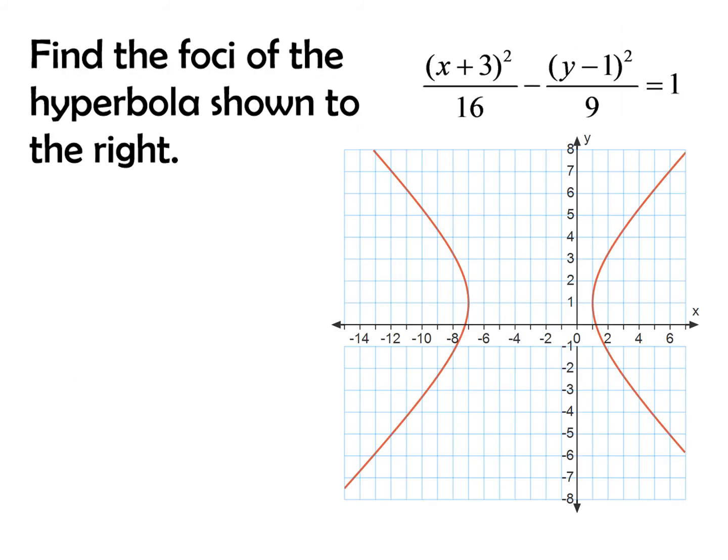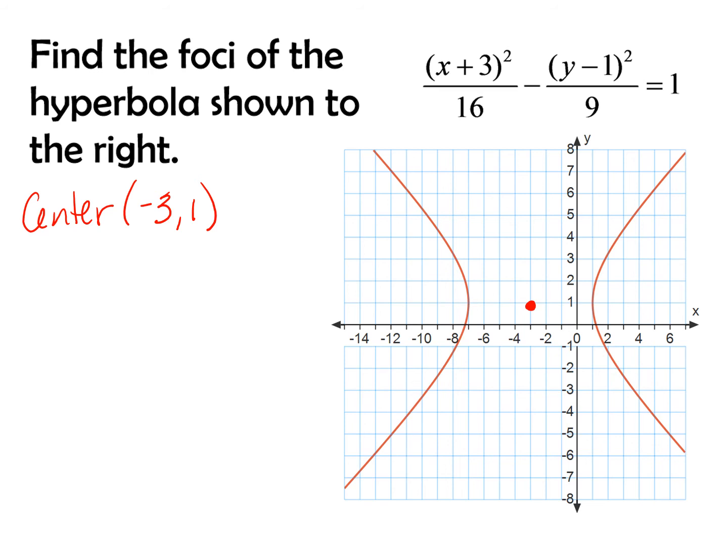So here is a nicely drawn picture, and it says to find the foci of the hyperbola shown to the right. I thought this was a good one to go through and make some notes on. If we look at the equation first, we would see that the center is (-3, 1). And then I can look at that same spot here in red and plot that point. So that is the center.